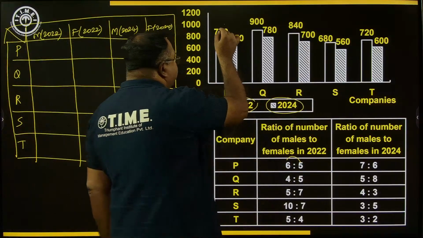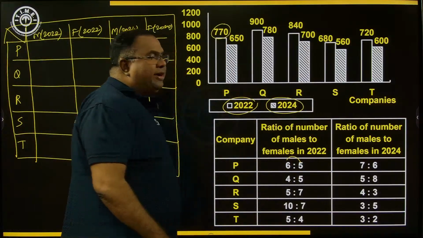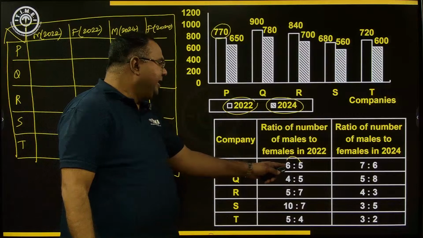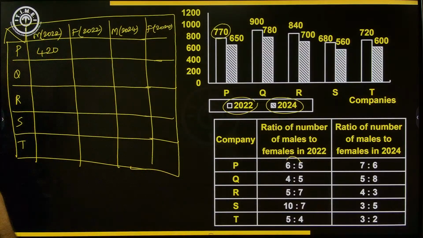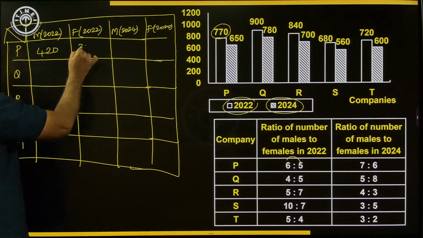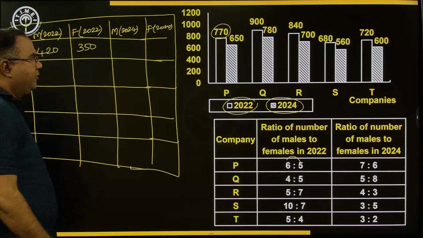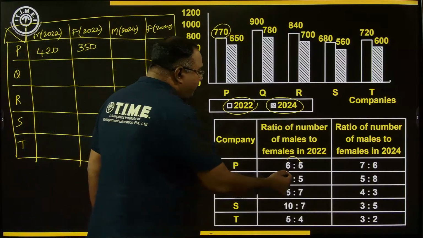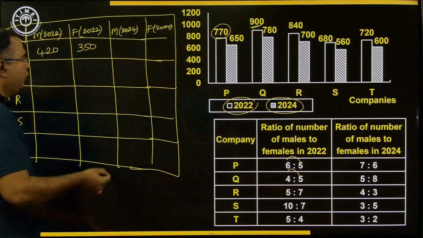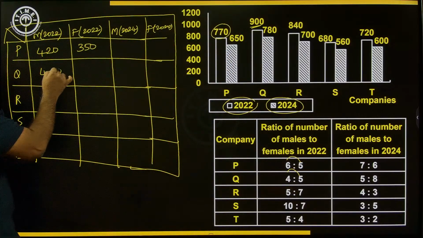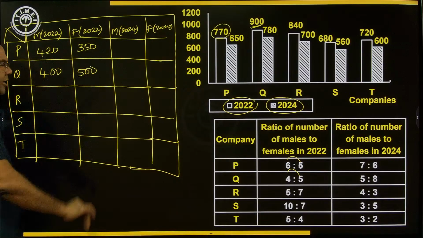11 parts, 770. So 770 by 11, each part 70. So 6 parts, 6 into 70, 420. Right, 5 into 70, 350. Then 4:5. Total 4 plus 5, 9 parts, 900. Each part is 100. So 4 parts, 400. 5 parts, 500. I'm decoding the data here.